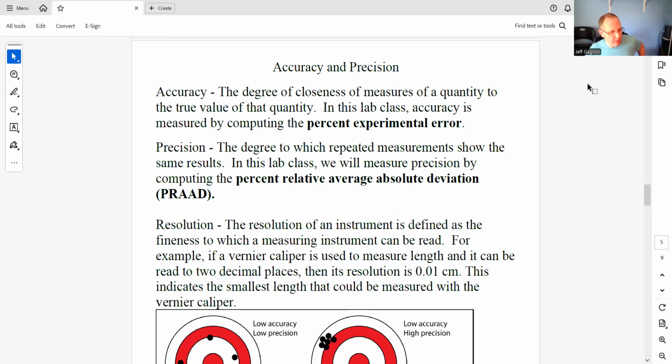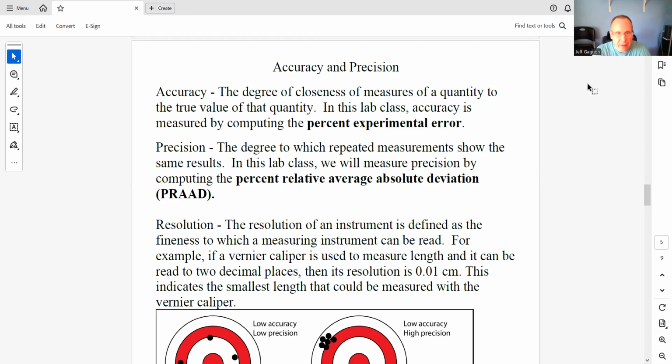Okay, now I want to switch gears a little bit and talk about accuracy and precision. So let me define these two terms first, and then we'll spend a lot of our time showing you how to compute measures of accuracy and precision.